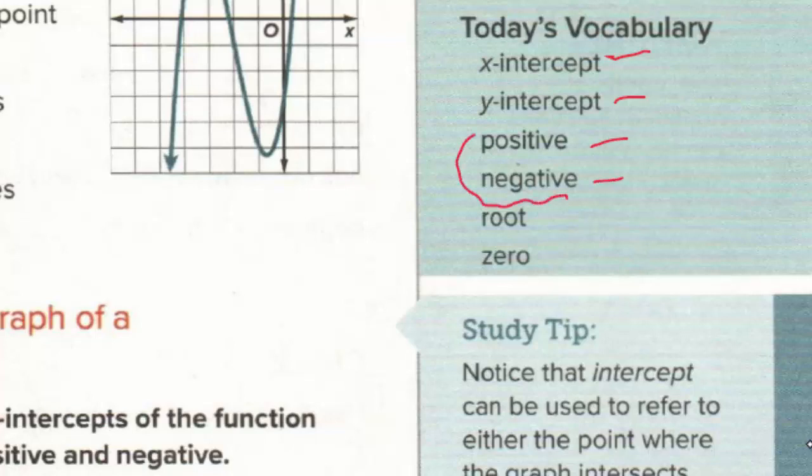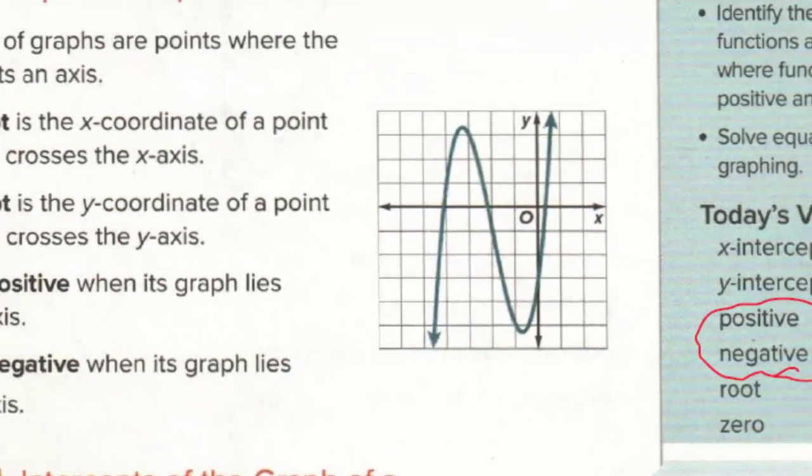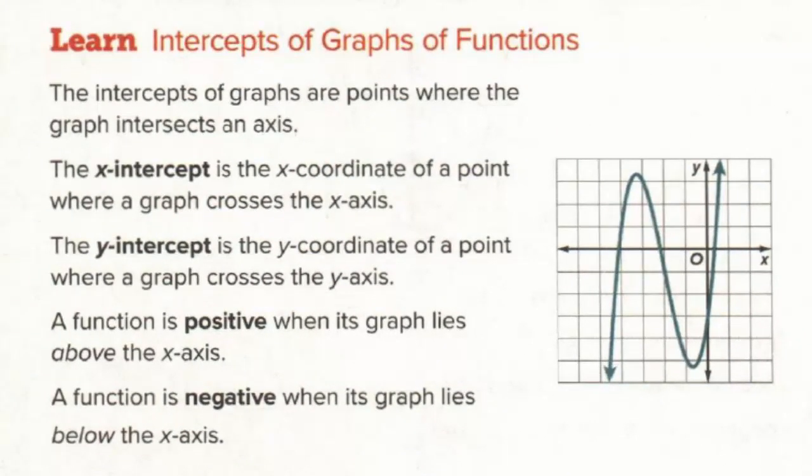And when we do these two here, you really need to know the difference between domain and range. Remember that domain is the x values and range is the y values. So for our learn topic here, it says the intercepts of graphs are points where the graph intersects the axis or an axis. The x-intercept is the x-coordinate of a point where the graph crosses the x-axis.